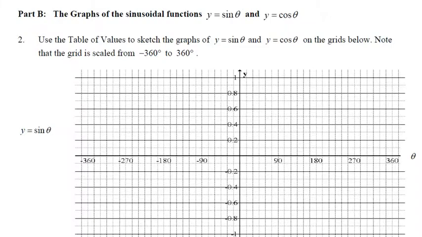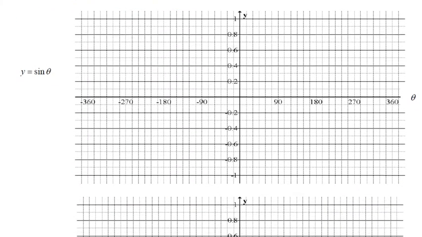So we're going to use the table of values to sketch the graphs of sine theta and cos theta on the grids below. Note that the grid is scaled from negative 360 to 360. Now, we can just do a little bit of symmetry type stuff. So let's start off by going from 0 to 360, and we'll use the decimal part of our table.